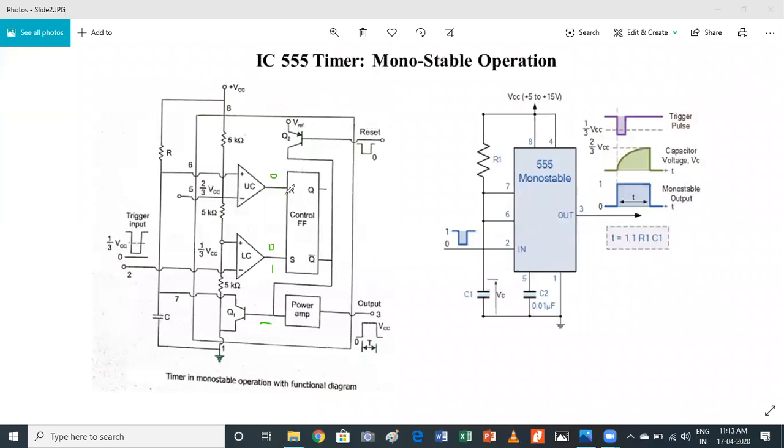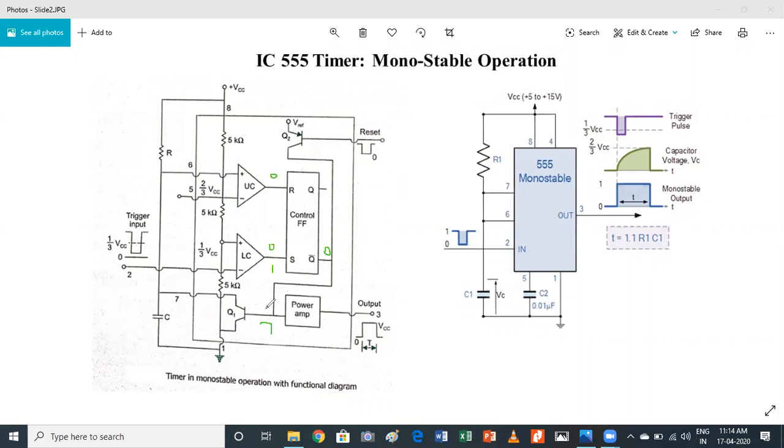Here the R is 0. If the set state is 1, the Q becomes 1, Q bar becomes 0. Now Q bar becomes 0, so that means low. Now here the low is available. If the output is low and goes through this power amplifier, we can get high, because this is the inverted power amplifier. So we can get an inverted output.